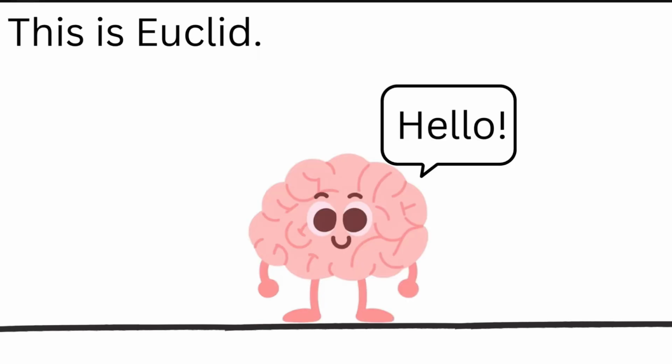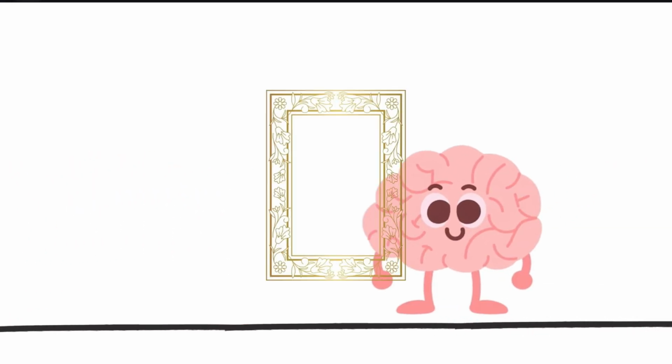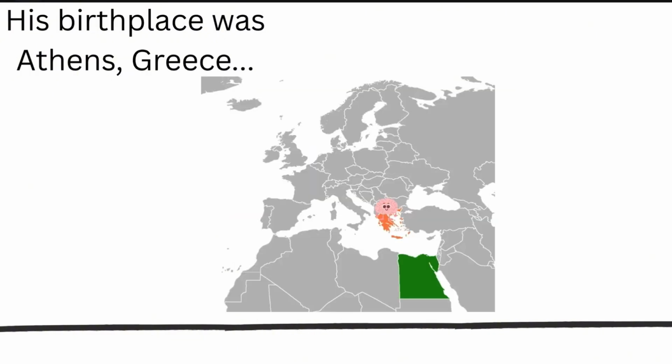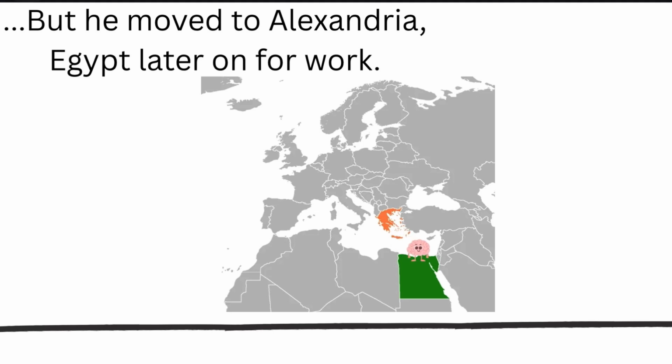This is Euclid. He lived around 330 to 265 BCE. His birthplace was Athens, Greece, but he moved to Alexandria, Egypt later on for work. He is most known for three things.